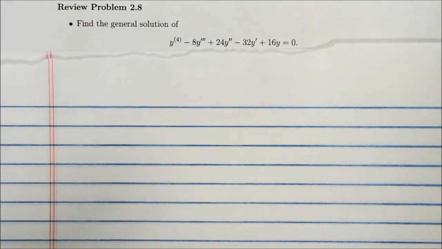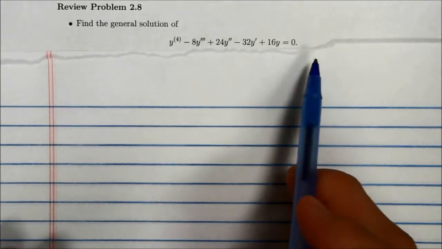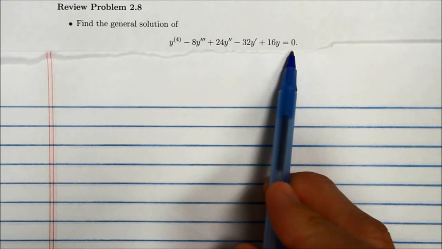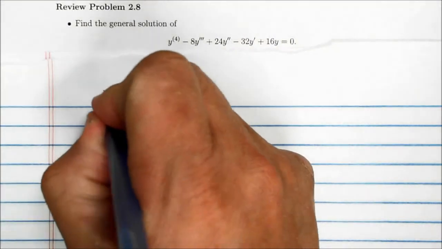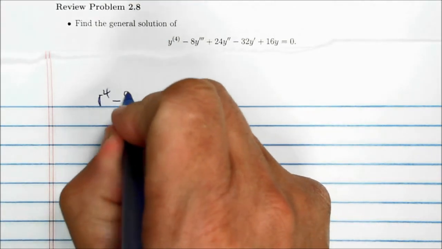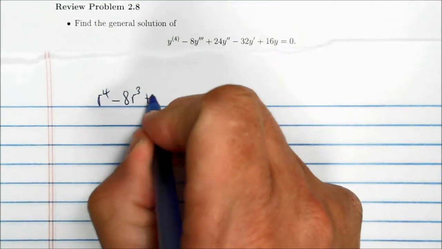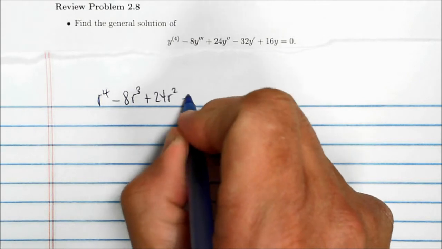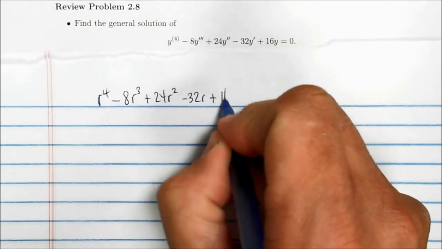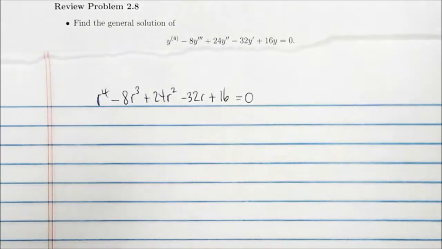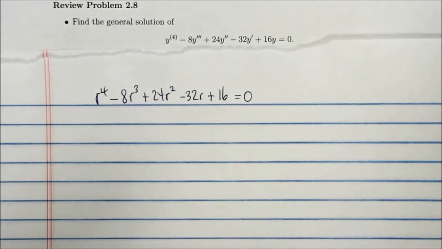Okay, for this problem, we're meant to solve this fourth order differential equation with constant coefficients. We notice that the right-hand side is homogeneous, so I don't have to worry about trying to find a particular solution. So the first step is to set up the characteristic equation, r to the fourth minus 8r cubed plus 24r squared minus 32r plus 16 equals 0. And somehow, some way, find the roots of this characteristic equation.